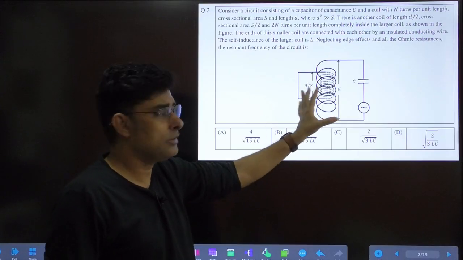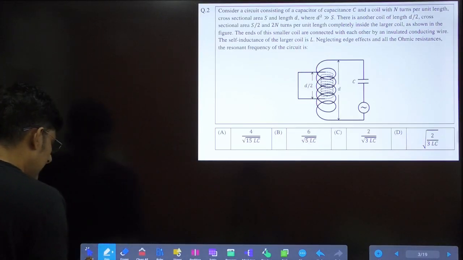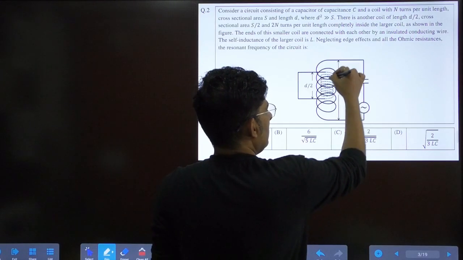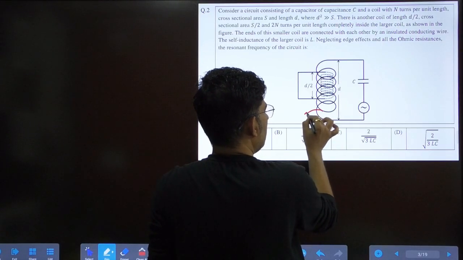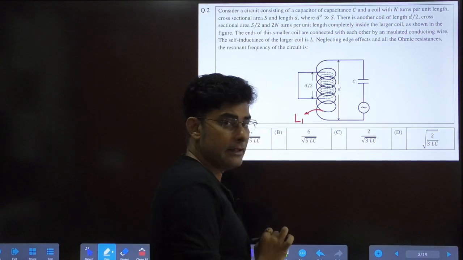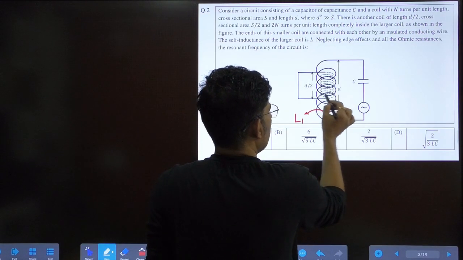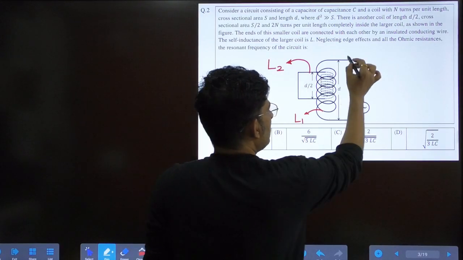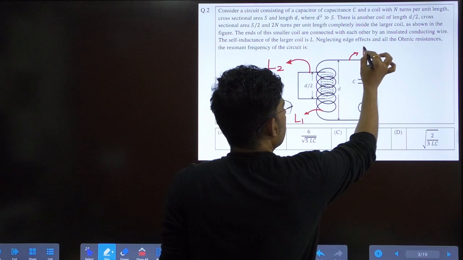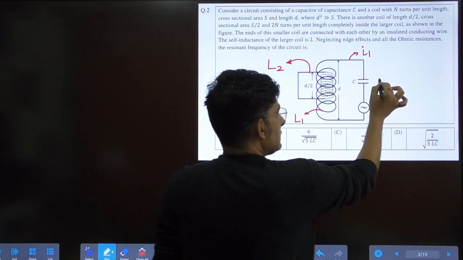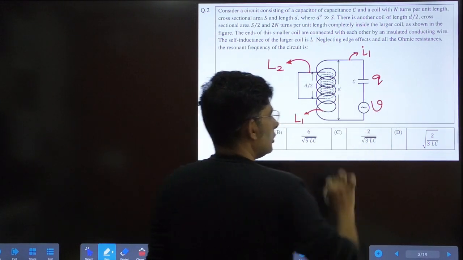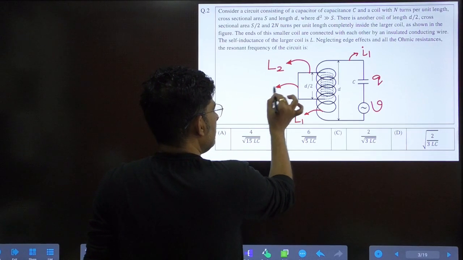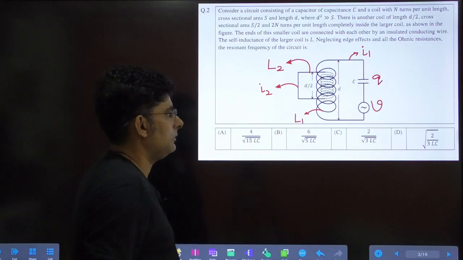Now when we have two circuits, at any particular instant, suppose I assume that the outer coil, let's take its self-inductance as L1 and the inner one's self-inductance, let's take it as L2. The outer one suppose carries a current I1 at a particular instant and the charge is Q, and let's take the source voltage as V. Inner one, let's take at any instant the current as I2.